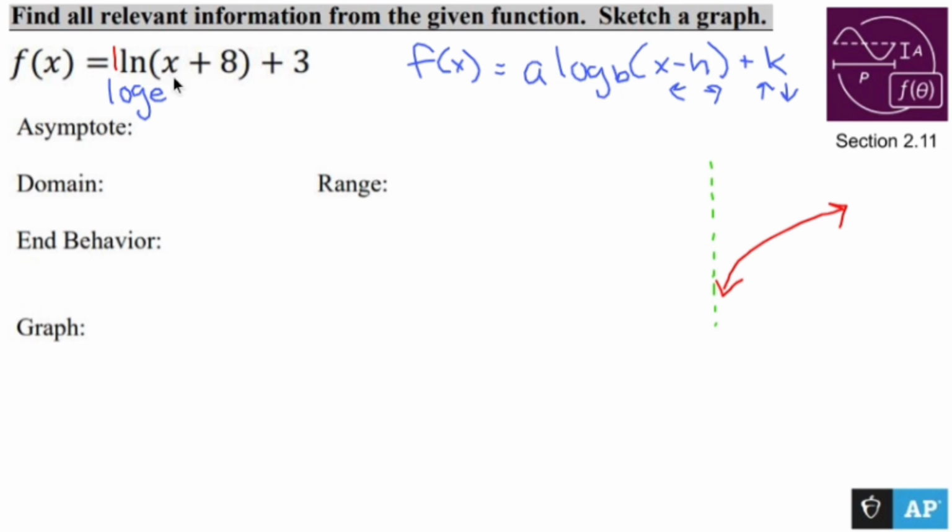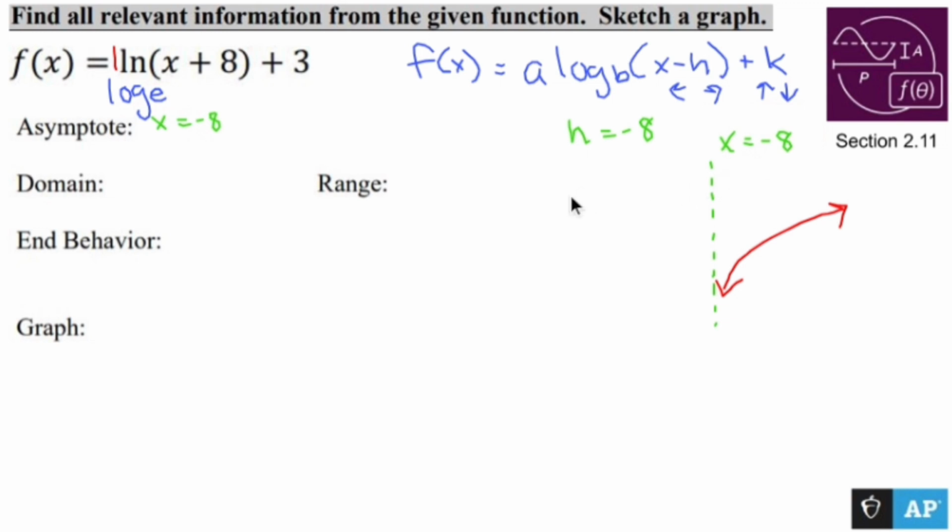Because you're not allowed to take the ln or a log of a negative number or of a 0 number. So if I were to plug in negative 8, I would have ln of 0. That's not allowed. Anything bigger than negative 8 is okay. Now, it just so happens that h is negative 8 in this case. H is negative 8. My vertical asymptote is found at the equation x equals negative 8. So asymptote is x equals negative 8.